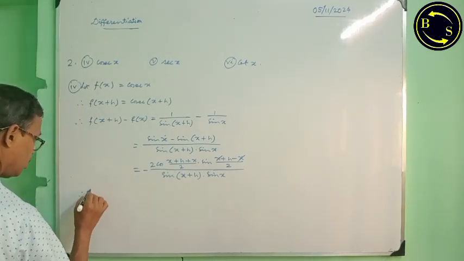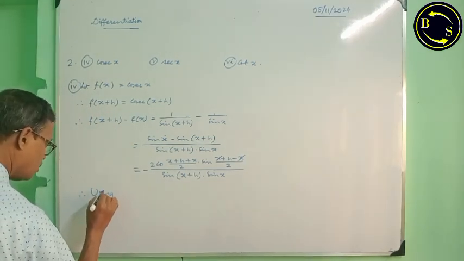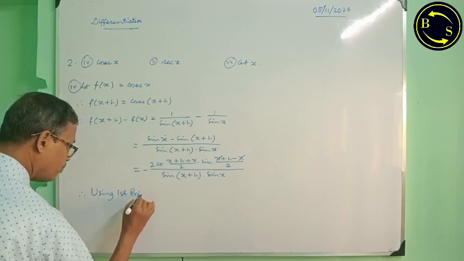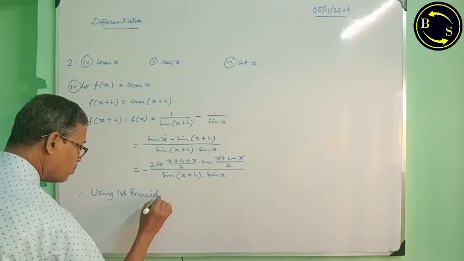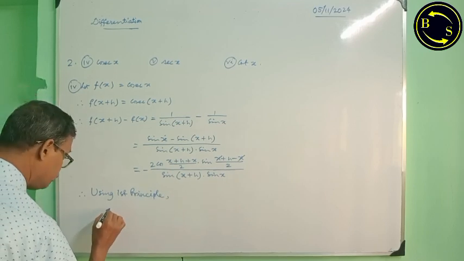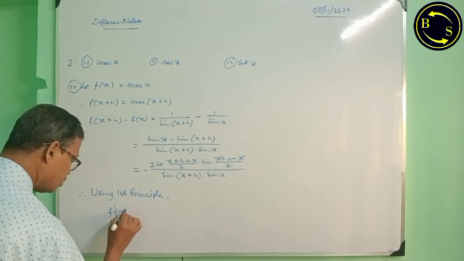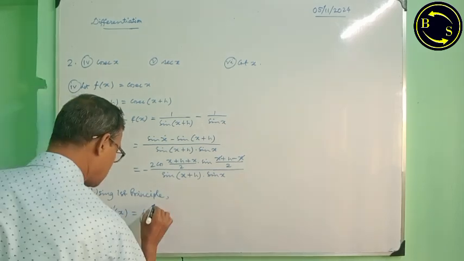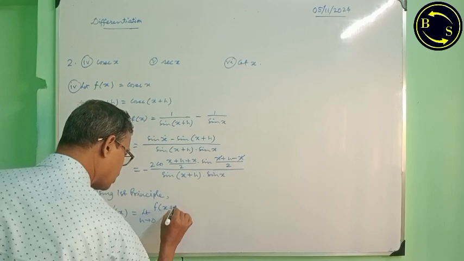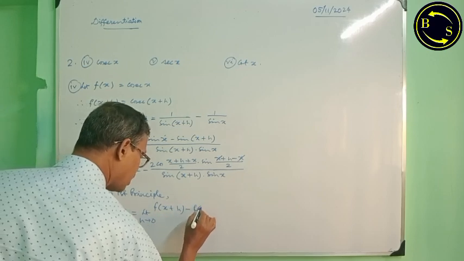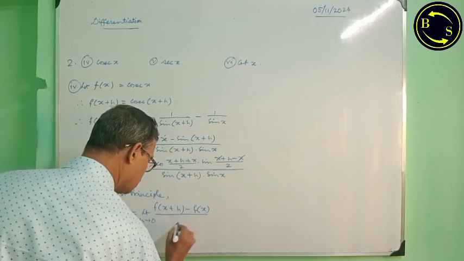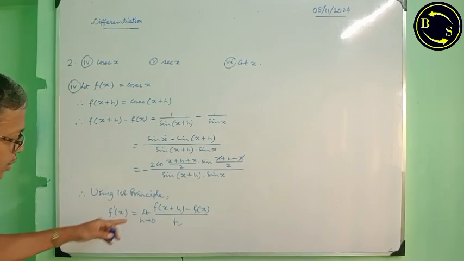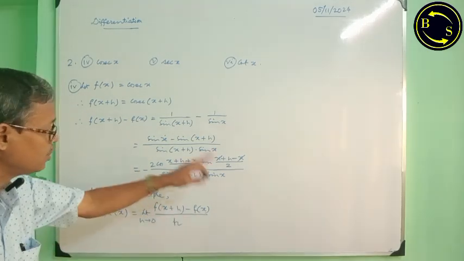Therefore, using first principle, f dash x is equal to limit h tends to 0, f of x plus h minus fx divided by h. Now in place of f of x plus h minus fx, I put this value.